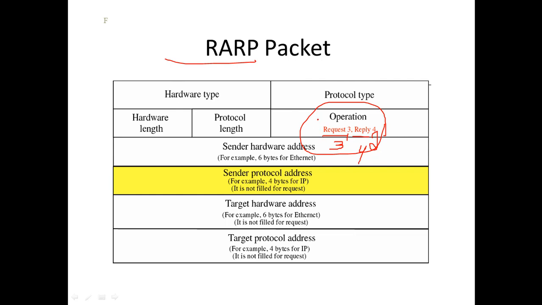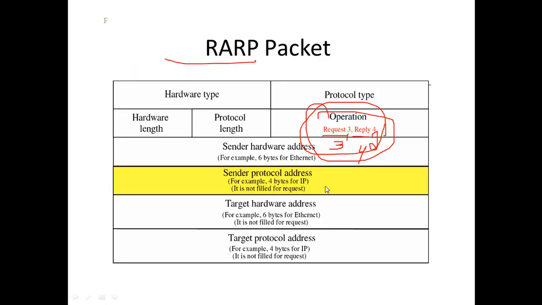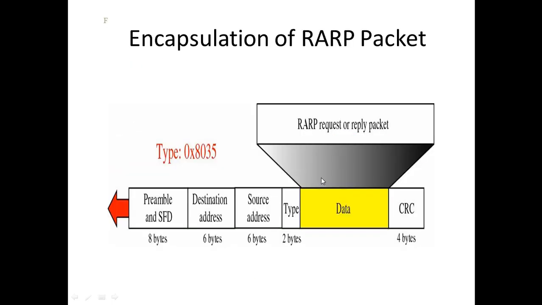So by using the operation field, you can understand which protocol it is and which type of packet it is: is it a request packet or a reply packet? All the other fields remain the same. Most of the fields are the same; there is not much difference, but the small and important difference is the operation field. Instead of using 1 and 2, you are using 3 and 4. So this was the format of this packet.